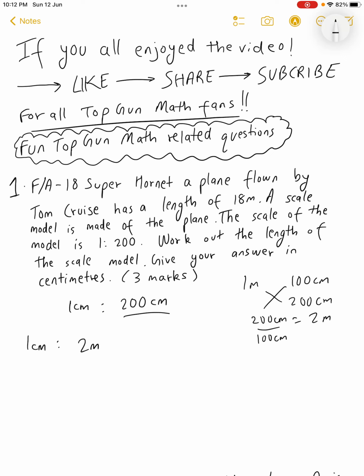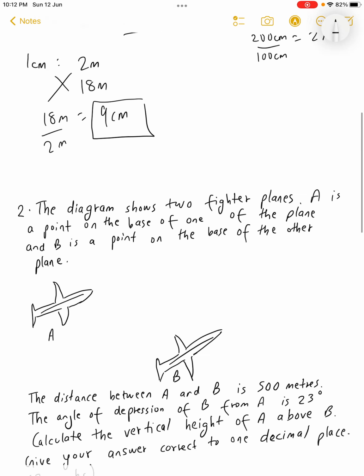Now since the plane that Tom Cruise has flown has a length of 18 meters, what we can do is just write 18 meters divided by 2 in terms of the ratio. So you have 18 divided by 2. That should give you 9 centimeters. Okay, so the answer is 9 centimeters. That's some good 3 marks that you can score for this Tom Cruise Top Gun question. Alright, let's move on to the next one.